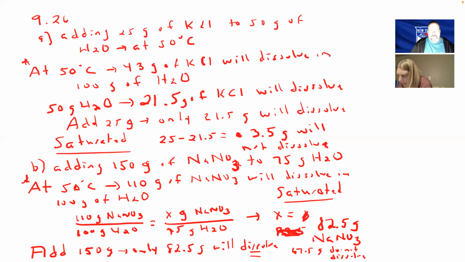Okay, so what if the temperature changes, like in 9.27 or 9.25, 28? Sure. So let's go to 9.28. A solution containing 80 grams of sodium nitrate and 75 grams of water at 50 degrees Celsius is cooled to 20 degrees Celsius. All right.